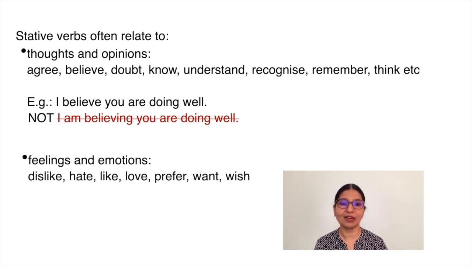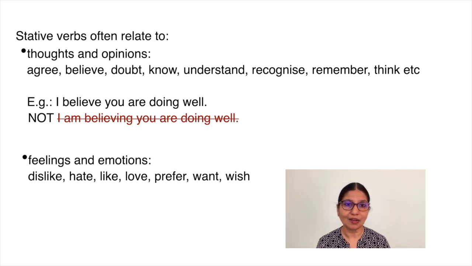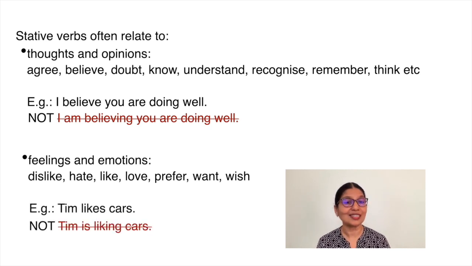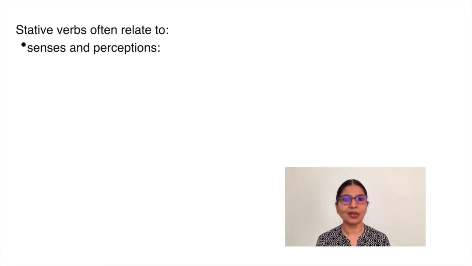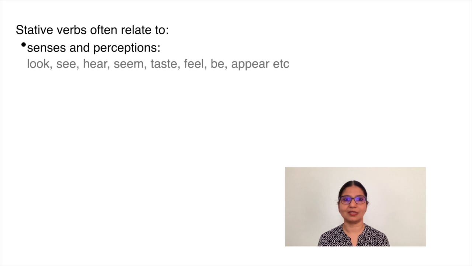Some stative verbs refer to feelings and emotions. For example, we have verbs like dislike, hate, love, prefer, want, wish, and so on. So for example, we are allowed to say Tim likes cars, but we are not permitted to say Tim is liking cars.